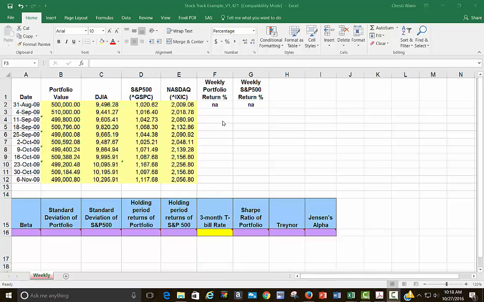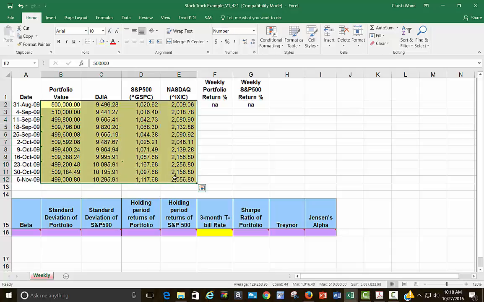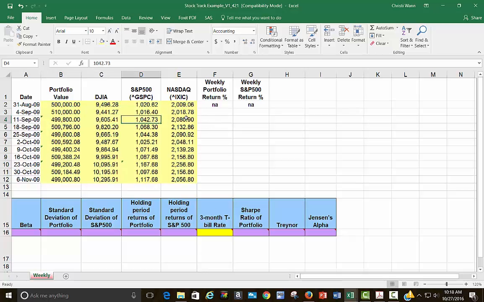So this is an example Excel spreadsheet to show you how to complete yours for the StockTrack project. This data over here, just keep in mind that this is example data, so this is 2009 information and not 2016. So don't copy and paste these numbers. Basically, you'll enter in all of your information, collect your portfolio values, Dow Jones, S&P 500, and NASDAQ.